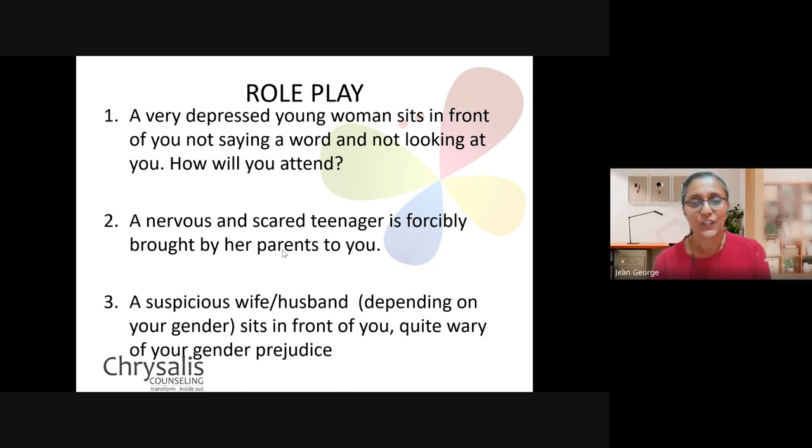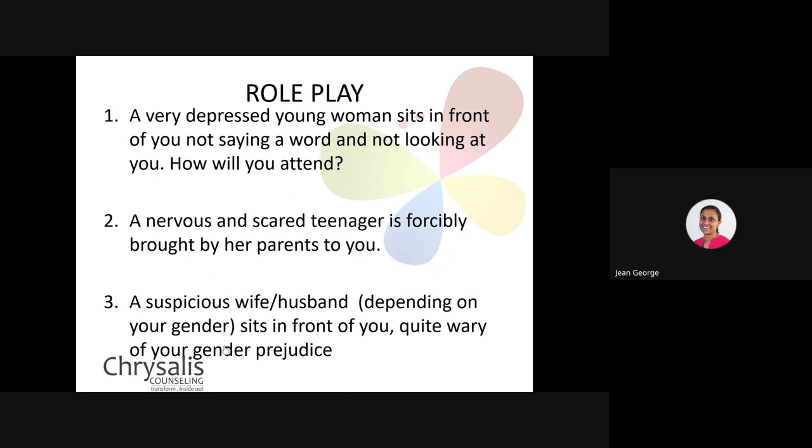Okay. All right. So, Prince, you're afraid to be in front of Sri Radha, or rather, you're nervous. And Sri Radha, when you're looking at attending skills, it is to look at how he can be comfortable. How can Prince be comfortable to just begin a conversation with you? Okay, let's start.